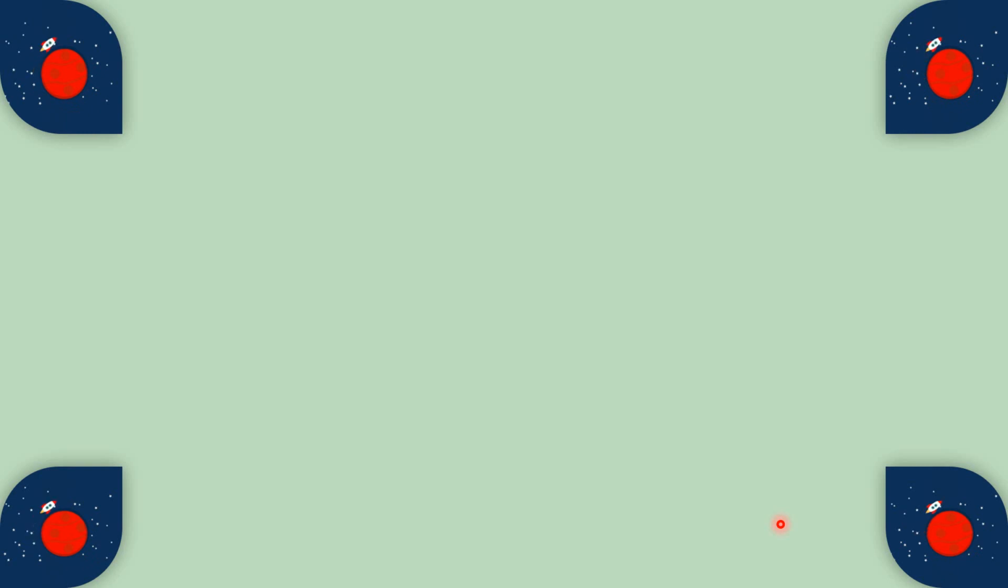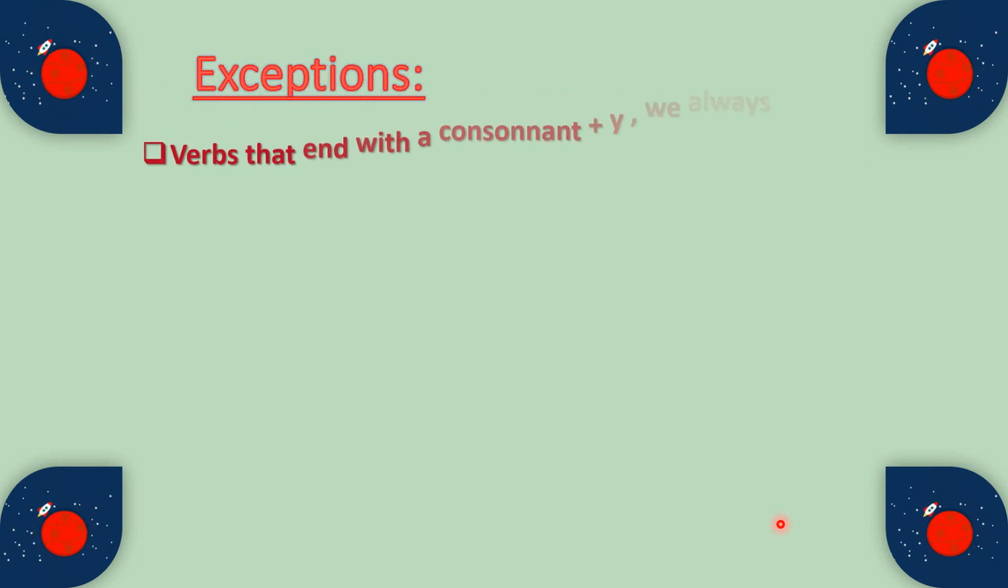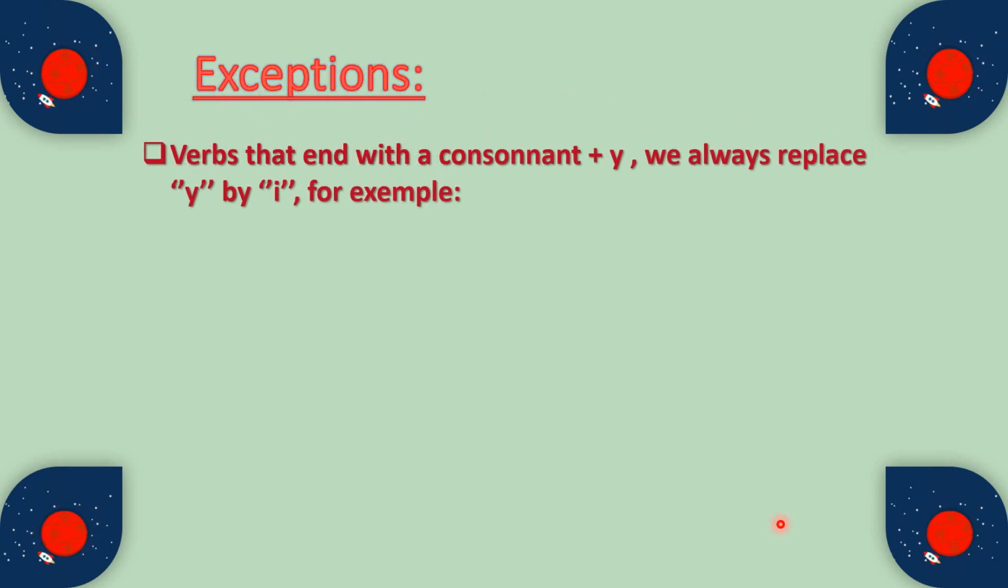In dealing with the regular verbs, there exist some exceptions, of course. There are some verbs that end with a consonant plus y. We always replace y by i. For example, let us take the verb to study. Look here, the verb to study. Here we have D, and we have Y.